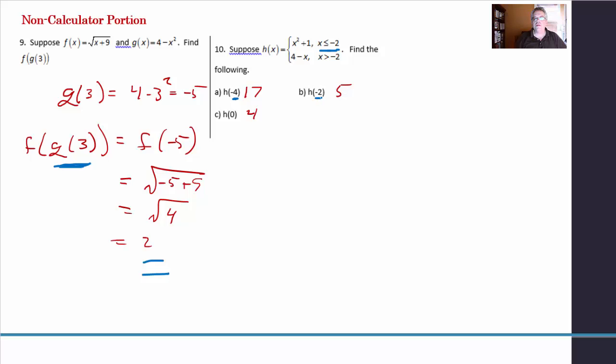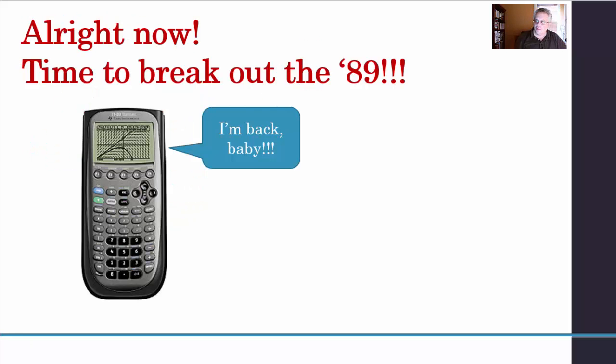All right, on this one, we're substituting negative 2. Negative 2 is less than or equal to negative 2 because it's equal to negative 2. So we're still using the top rule, and we get 5. Finally, to find h of 0, 0 is greater than negative 2. We finally get to use the second piece here, and 4 minus 0 is 4. All right, wow. Phew, that was quick.